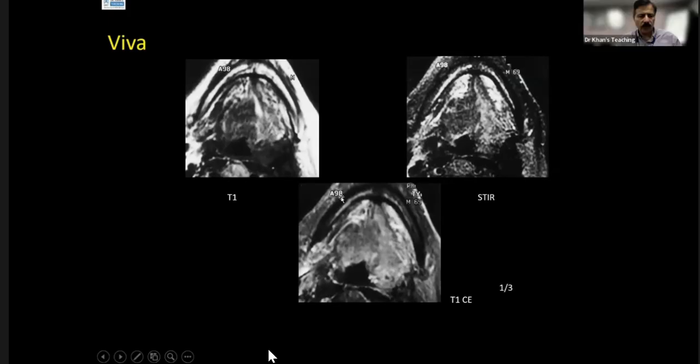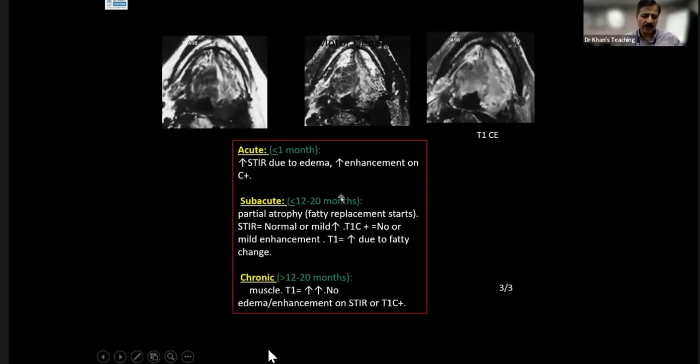Now, if the hypoglossal nerve is affected by a tumor, usually at the jugular foramen or in the carotid sheath, then what will happen? The nerve supply to the muscles will finish. And what will happen? There will be a signal change, and this is in your Chapman.